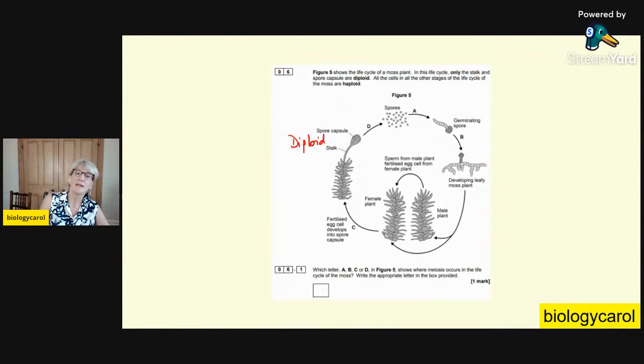And that is here because we are told that everything else is haploid. I couldn't care less that everything else is haploid all the way around here. The number of cells are increasing, but that is mitosis. Mitosis can happen in haploid cells, but going from diploid to haploid, that is meiosis. So the answer is D, and there's the mark.